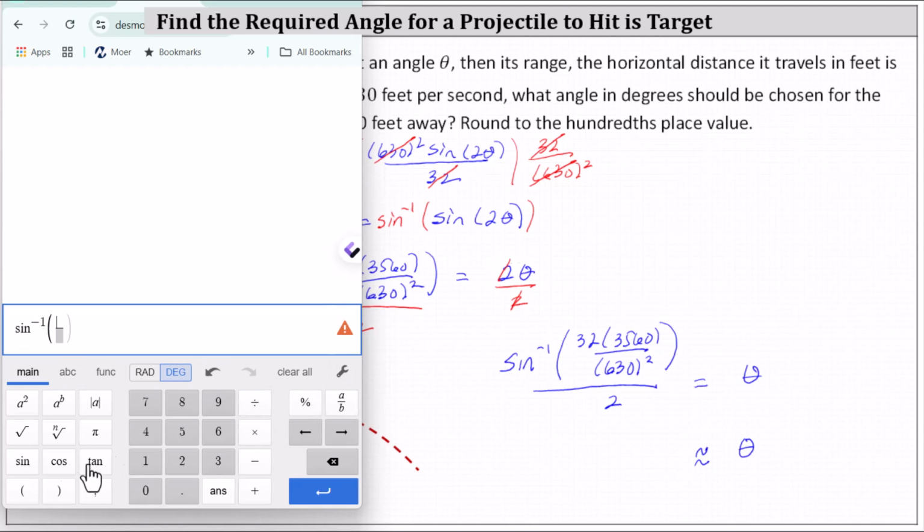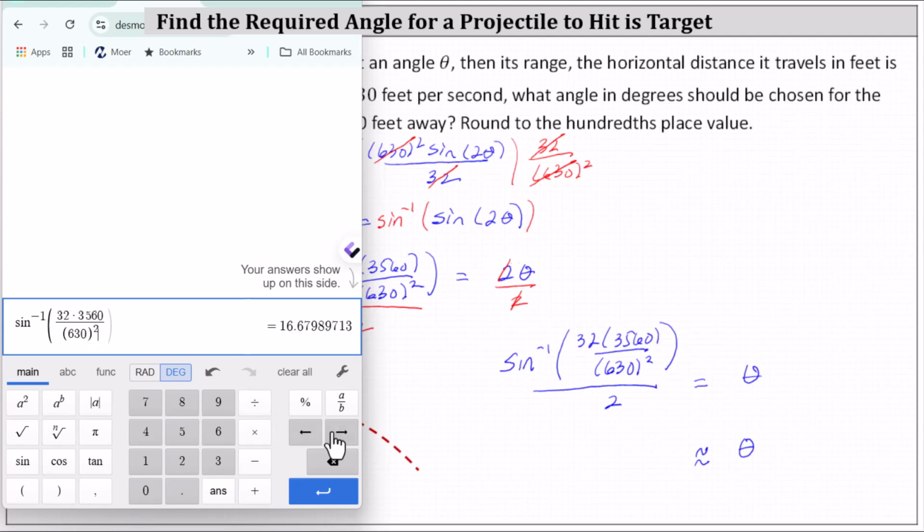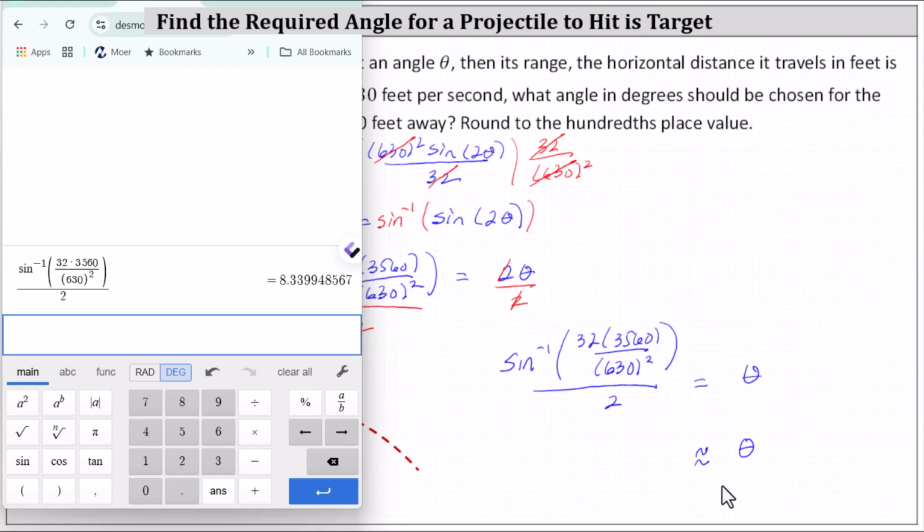In the numerator, we have 32 times 3,560. In the denominator, we have 630 squared. Right arrow, divided by 2, and enter. To the hundredths place value, theta is approximately 8.34 degrees.